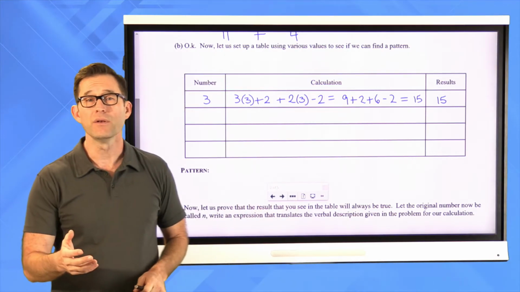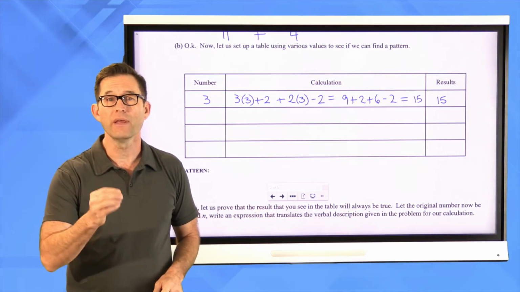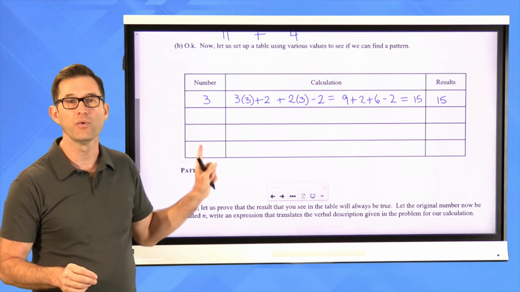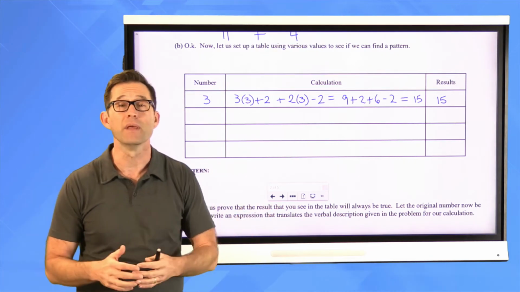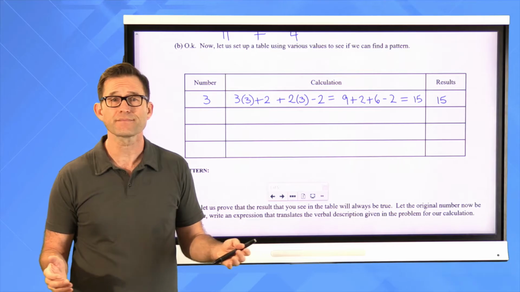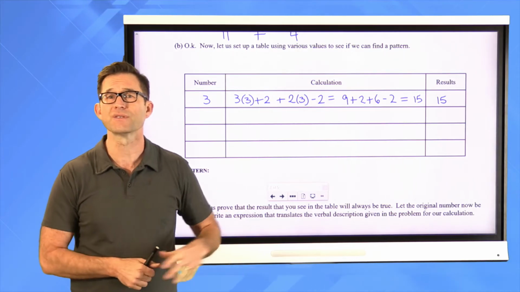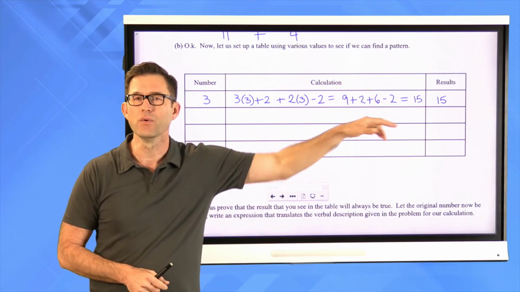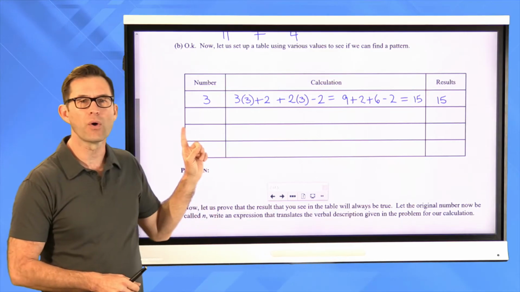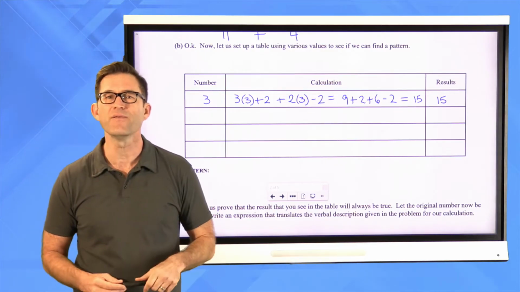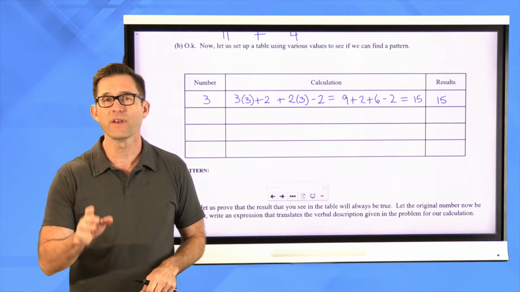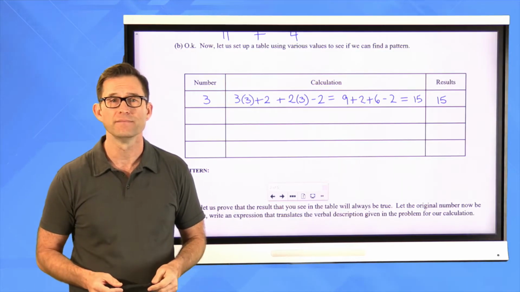What I'd like you to do now is grab 3 additional numbers: 1, 2, 3. In theory, it could be any numbers you want. Go through the calculations, see what the result is that you get, and then compare the result to the original number and see if you notice a pattern. Pause the video now and go ahead and do that.